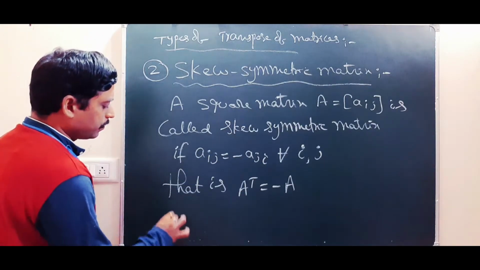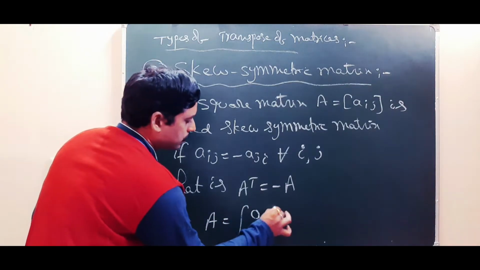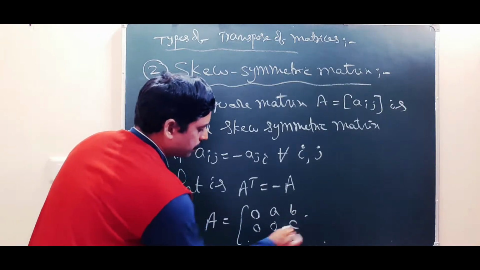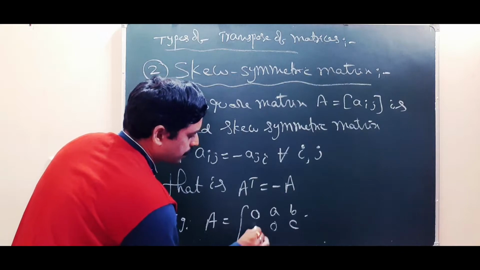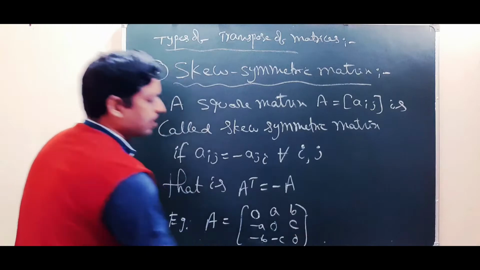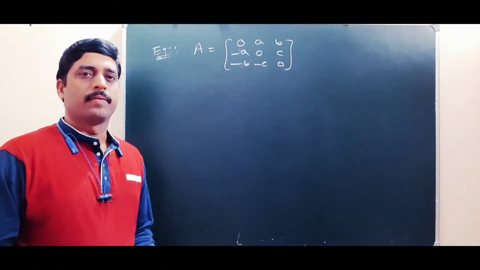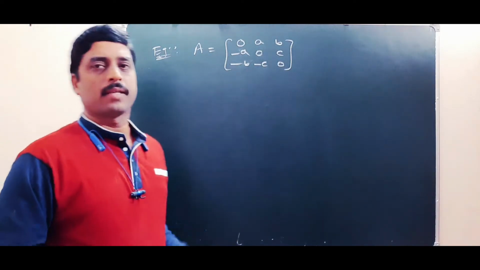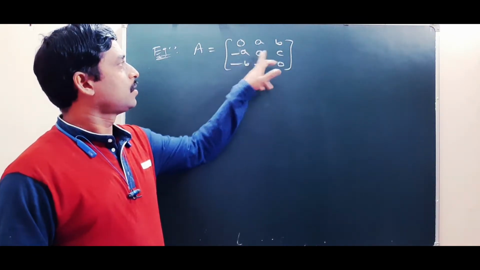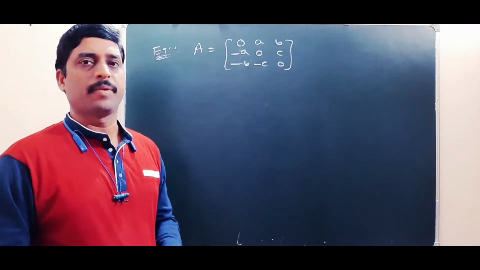I give one example. A is equal to [0 a b; minus a 0 c; minus b minus c 0]. So this is called a skew symmetric matrix. Now let me explain the skew symmetric matrix example. A is equal to [0 a b; minus a 0 c; minus b minus c 0]. This is a skew symmetric matrix.